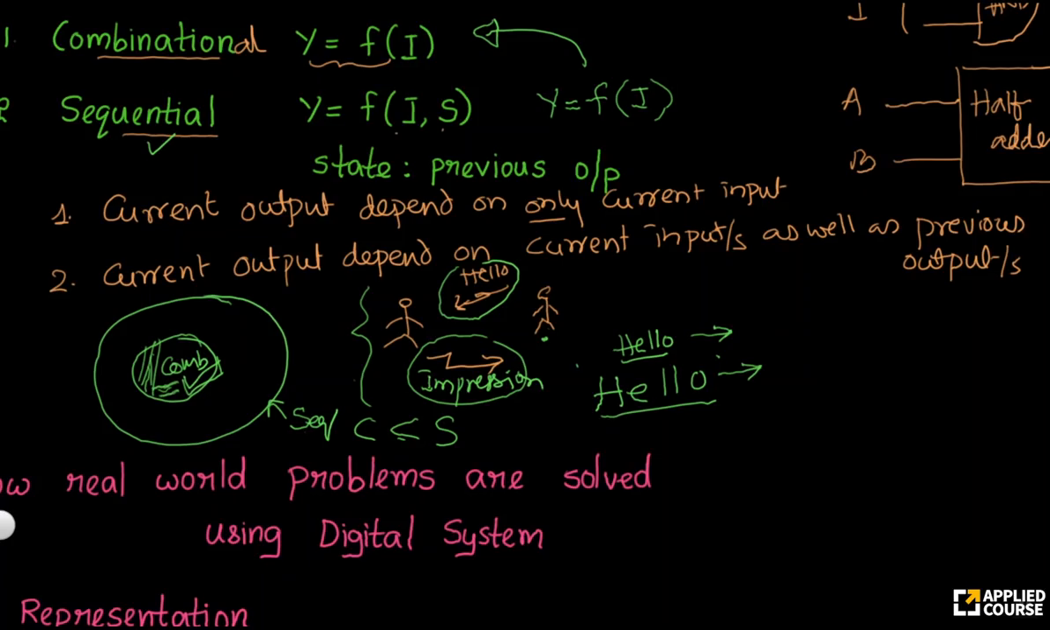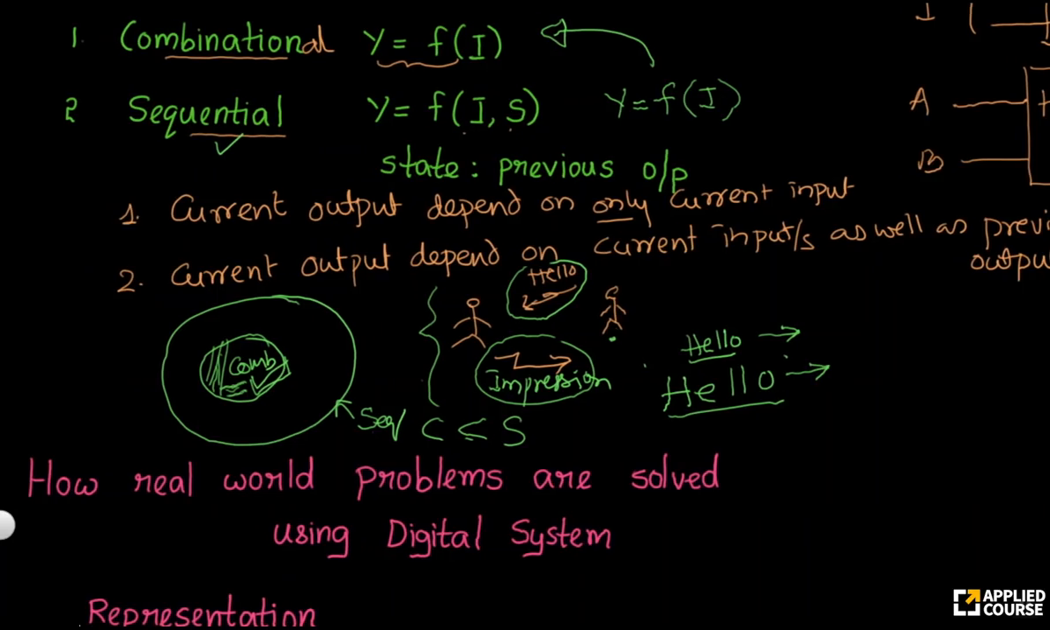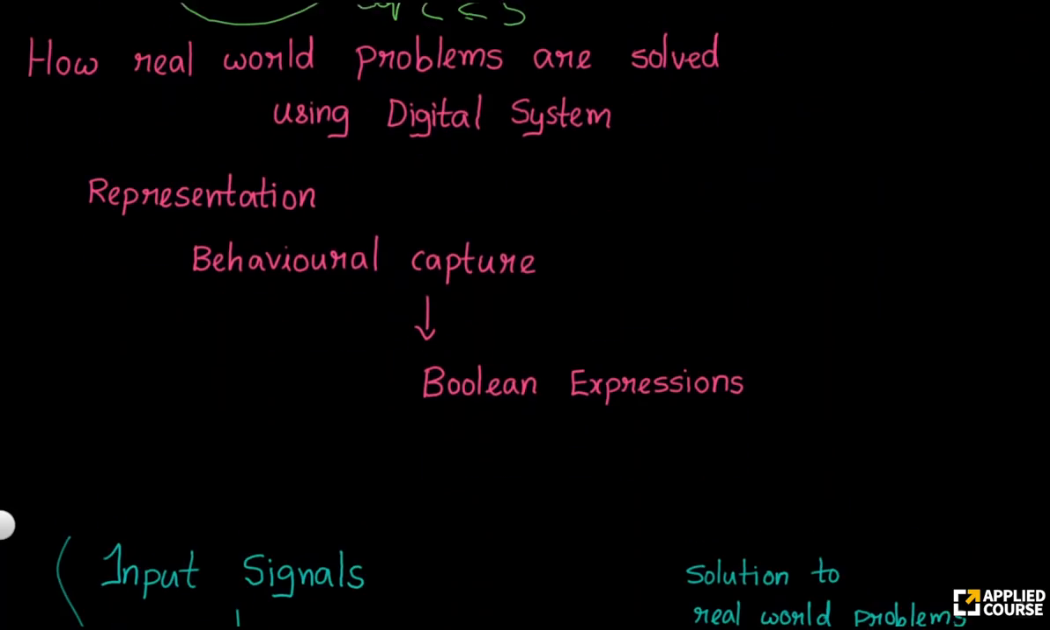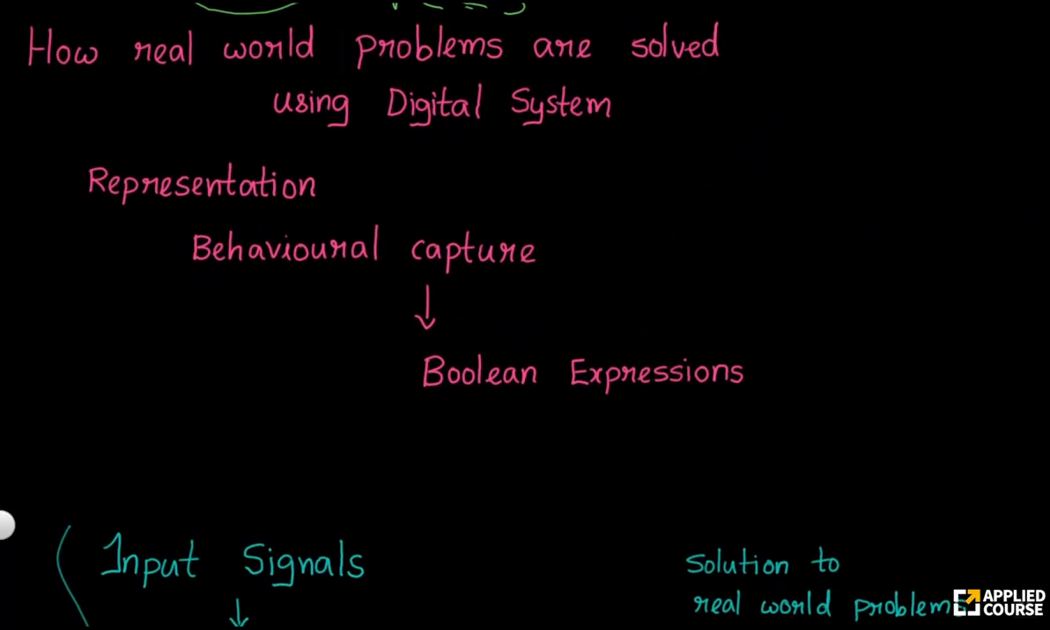Now we talk about the real world problems and how to solve the real world problems, and what is the process, and what are the examples, etc. So what we have seen, what are the various types of digital system? Single input, single output, single input, multi output, multi input, single output, multi input, multi output, as well as sequential and combinational.